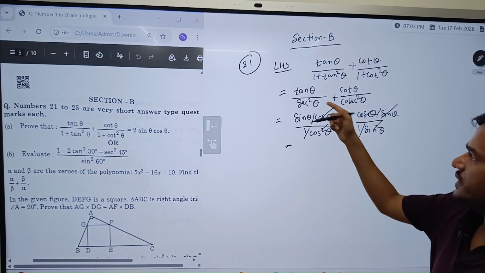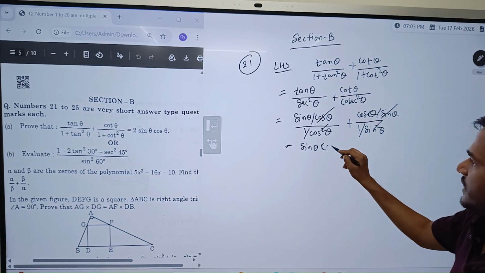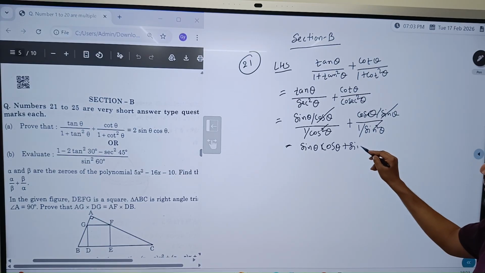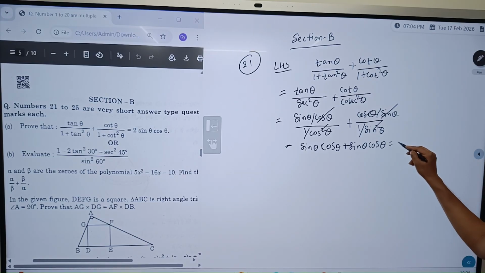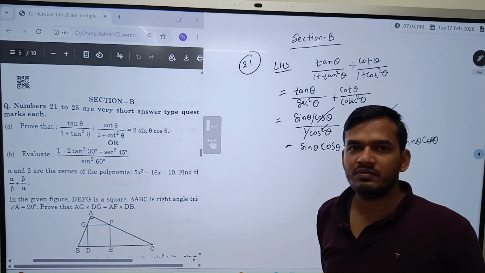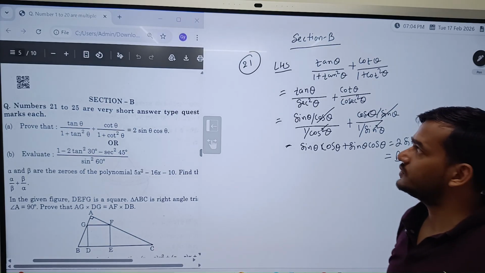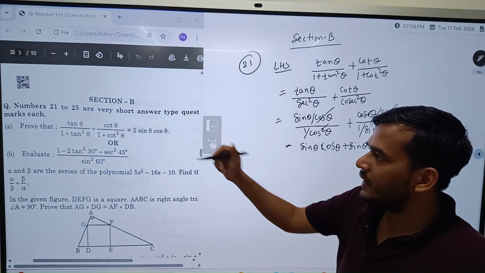So this cos theta will move to the numerator. Sin theta cos theta plus sin theta cos theta. So when you add them, you will get 2 sin theta cos theta, and this is also equal to RHS. So this is about question number 21, A part.